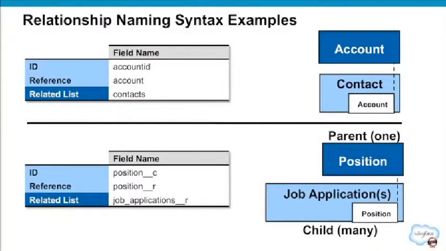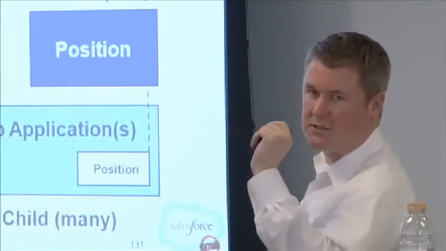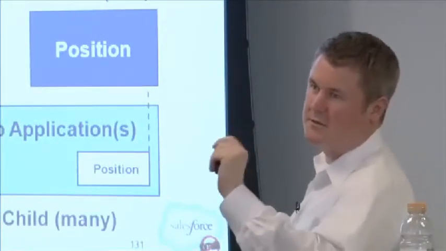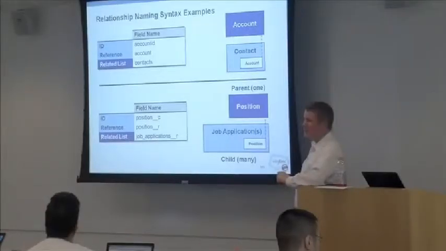So here's the way it works. If we're talking about the child, it has two fields, position double underscore c and position double underscore r. If we're talking about the parent, it has a single special field called job applications double underscore r to refer to that related list of children. If it's a standard relationship, there is no double underscore c, therefore there is no double underscore r. So here's the relationship between an account and a contact. Every single Salesforce customer has this relationship.